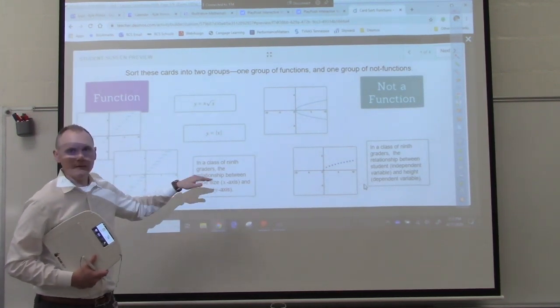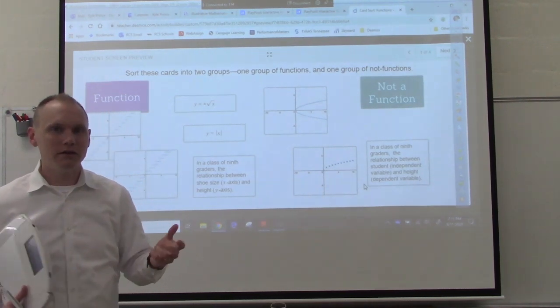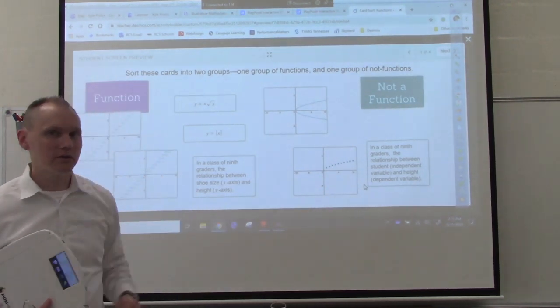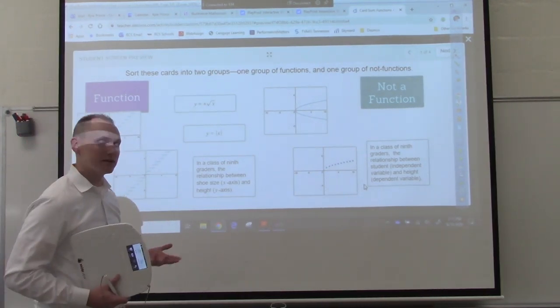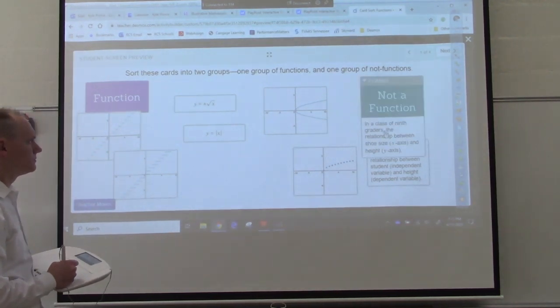If two people with the same shoe size have different heights, then that would indicate this is not a function. So if that's possible, then this is not a function. And I believe it is, right? Obviously you can have the same shoe size and have different heights. So this is going to be not a function.